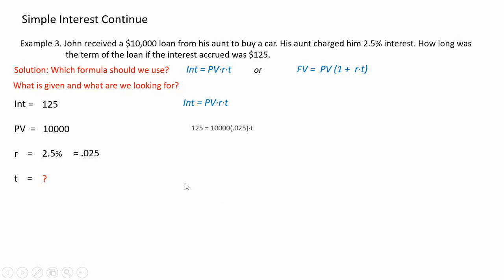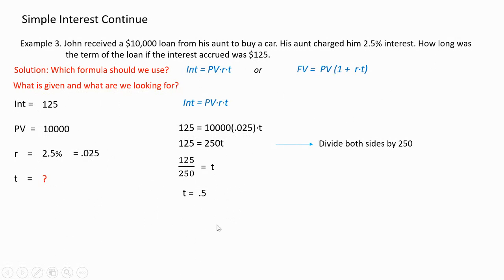So formula, plug everything in. Here, guys, first we're going to multiply these right here and then divide by whatever we get. So this is 250, because 10,000 times 0.025 will give me 250t. We're going to divide both sides by 250. So it's going to give us 0.5. So it'll be 0.5 years, or half a year. That's your answer, guys. At times, in some of your problems, they might also want you to find the interest rate. You do the same thing. That's what we did here.